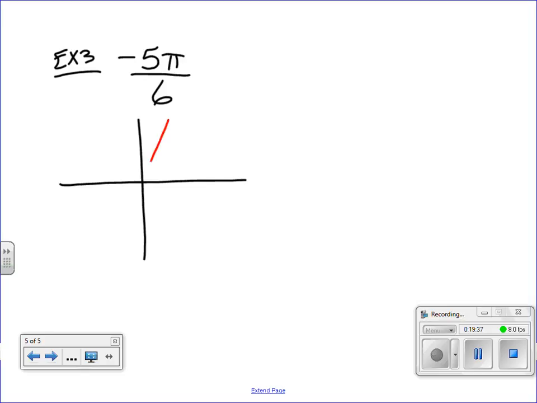Ordered pair. Don't say it out loud. Did you get negative square root of 3 over 2, negative 1/2?